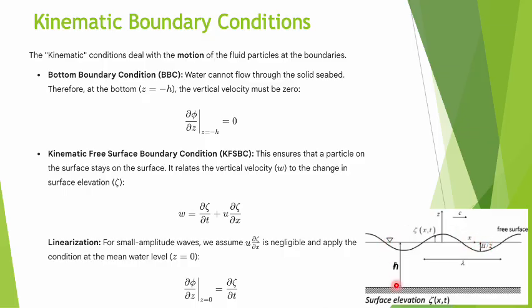At the seabed, there can be no vertical flow through the boundary. This implies that the vertical velocity must vanish, which leads to the condition that the vertical derivative of the velocity potential is zero.